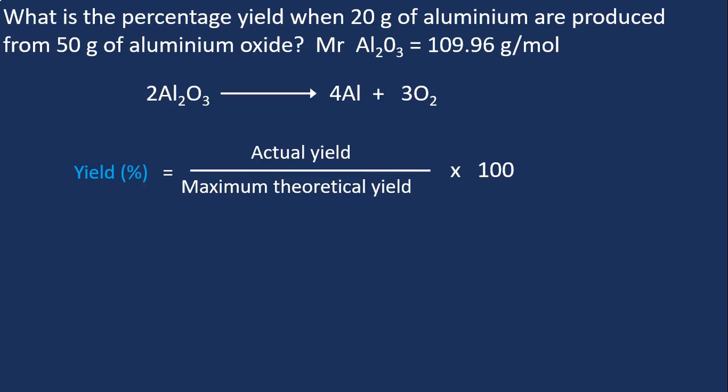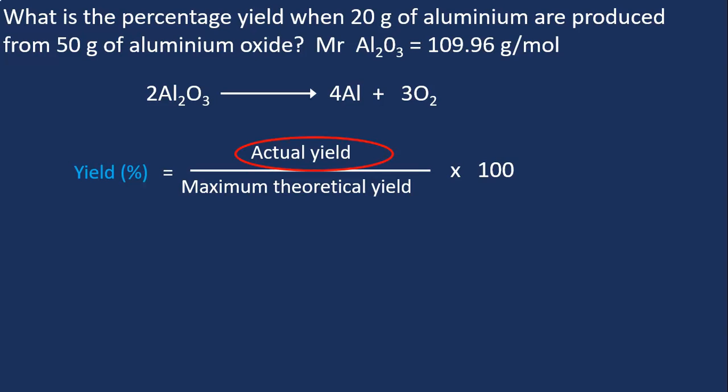To calculate the percentage yield, we have to divide the actual yield by the maximum theoretical yield and multiply that by 100. The actual yield is the amount of substance that you actually obtain from the experiment you have performed. The maximum theoretical yield is the amount of substance that you would expect to get if the reaction was perfect.